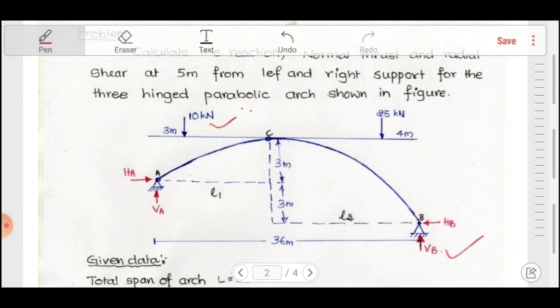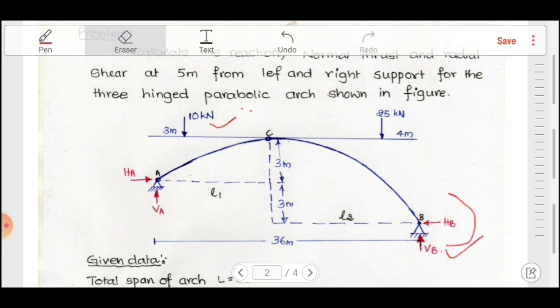Again, the next thing is VB. It is anti-clockwise with respect to A. VB is acting anti-clockwise, hence VB into perpendicular distance, which is 36. Along with that we will get HB also. It is acting clockwise, so plus HB into perpendicular distance from VB, which is 3 meter, hence this value you need to consider.